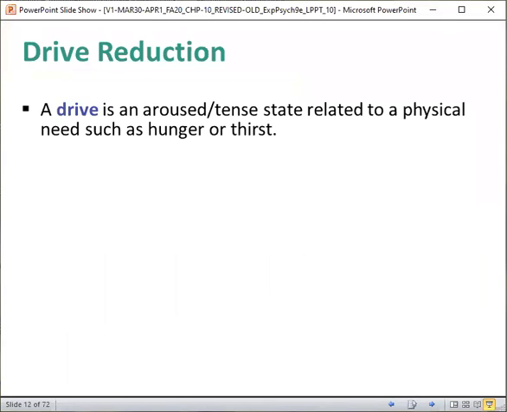Now we have drive reduction. First, a drive is an aroused, tense state related to a physical need such as hunger or thirst. So if you did not eat dinner last night, you haven't eaten breakfast this morning, and you have yet to eat lunch, you may be feeling a little bit of hunger. That tension, that feeling of uncomfortableness that you may be experiencing now or may have experienced in the past, is what we refer to as a drive. That's something that we particularly don't like so much. All right. It's sort of like an unpleasant stimulus that's present within us.